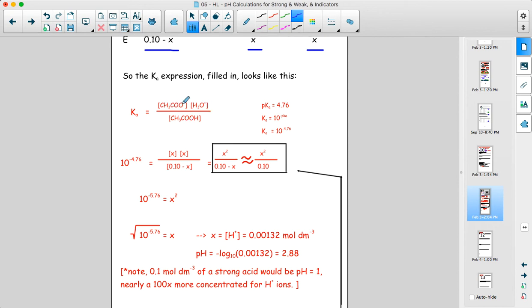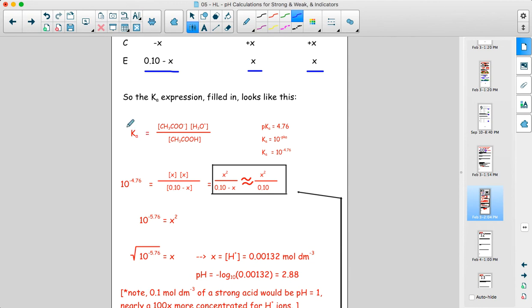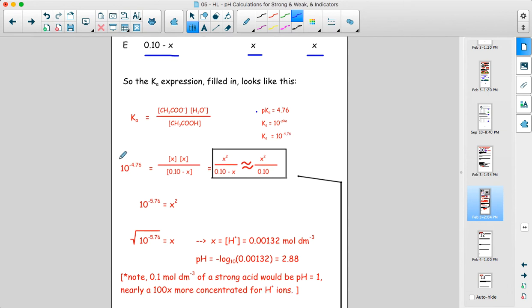I plug in X for the two ions, and I plug in 0.1 minus X for the concentration of the weak acid. I also want to plug in the value of Ka. The way I do that is I go look up the pKa value, 4.76, and the relationship to actually get the Ka is 10 to the minus pKa. So the Ka is 10 to the minus 4.76. I don't really have to simplify it yet. I don't have to plug it into my calculator yet, but this is how I get the Ka value.